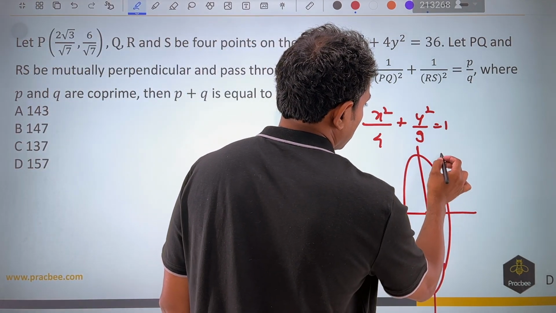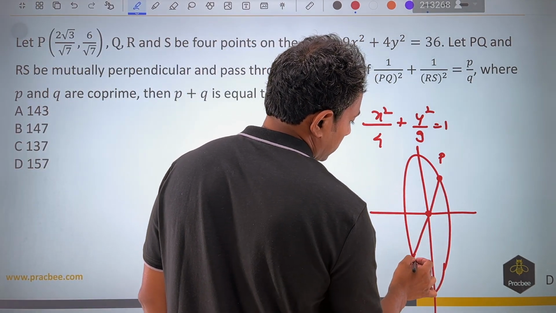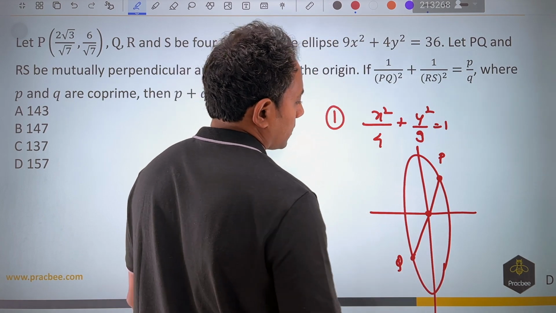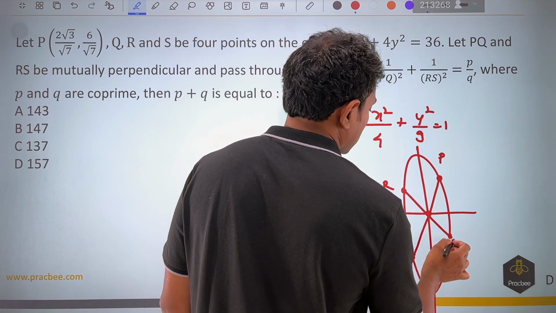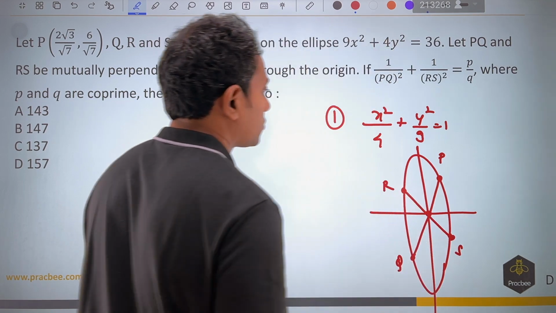You can see that P would be here and this line passes through the center, so this will become Q. Similarly, there is R and then there is S. So let us say that this is R, so this will become S. So how to do this question?